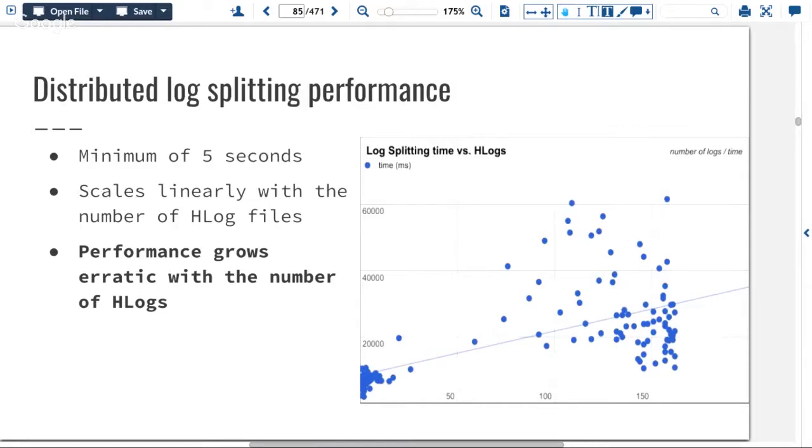This is a chart showing our actual region server crashes and how long it took to complete log splitting. Overall, there's a minimum of 5 seconds that you can't get below because of the time limit on the DFS lease recovery. And it scales linearly beyond that as you add more HLogs.